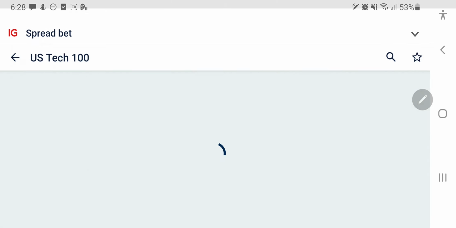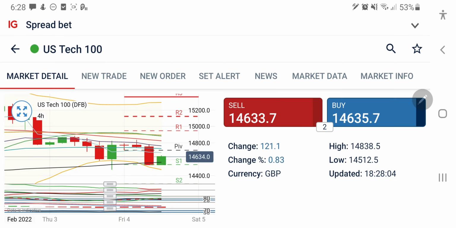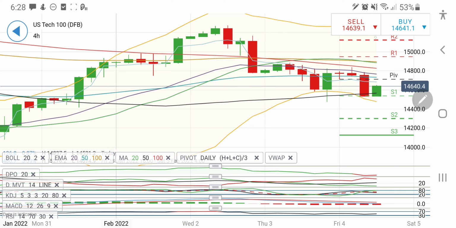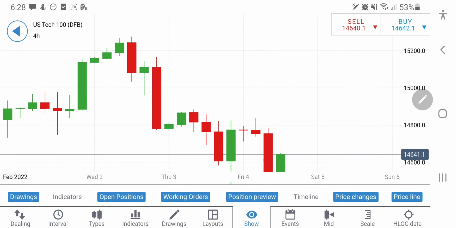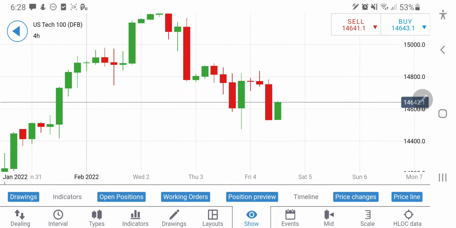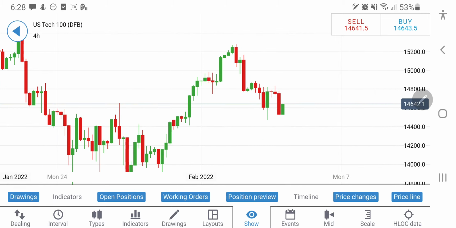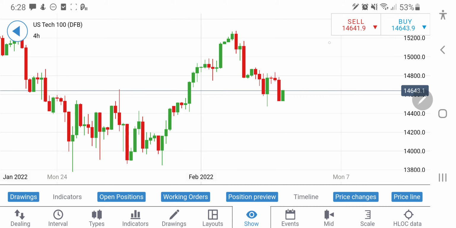Let's start the analysis. US100 first. US100 right now trading at 14,640. Let me turn off the indicators first. We'll look at the indicators at the later half, and let's have a look at the US100 charts on 4-hour candles. Now look at the 4-hour charts.